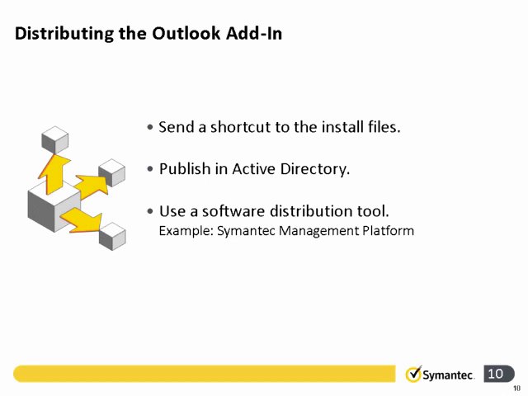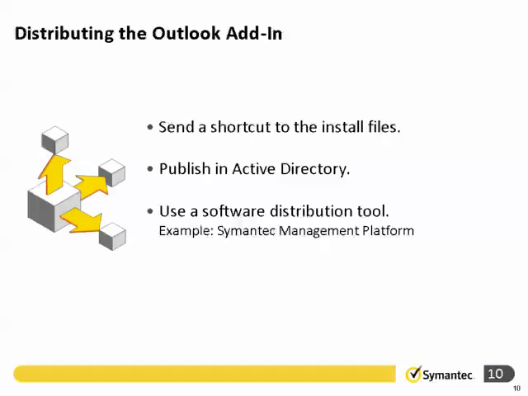The next thing we need to consider is that if we need to distribute and install this particular add-in for Outlook to all the clients, how are you going to do it? A couple different ways. You could send a shortcut to the installation package through the welcome message. In an earlier lesson, we looked at the fact that you could customize the welcome message. You could also publish it in Active Directory. The Active Directory group policies give you the ability to publish packages for distribution. And then, of course, you could use a third-party software tool, such as the Symantec Management Platform, to distribute that software as well.